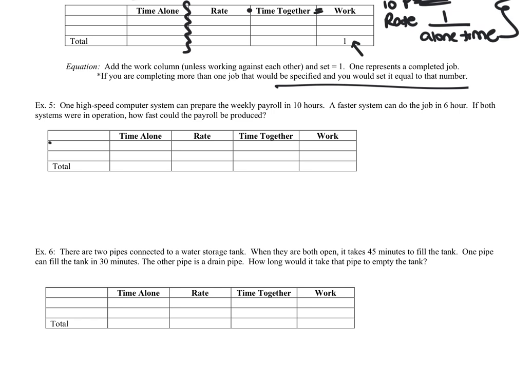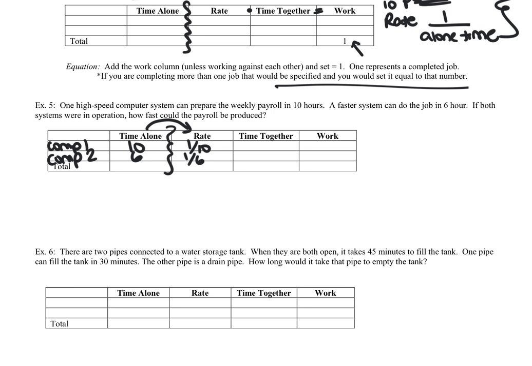So we have two different computers. I'm going to say computer 1, which can do the payroll in 10 hours, and then computer 2, which is the faster one that can do it in 6. Remember, that's just going to give you the rate. So if one computer can do it in 10 hours, per hour, it's doing 1/10 of the job. And if the other computer can do it in 6 hours, per hour, it's doing 1/6 of the job. So that's really the important piece. The time alone helps you to get that. And as you're going to notice in other problems, the time alone could be the unknown. So it's another reason why that column is helpful.